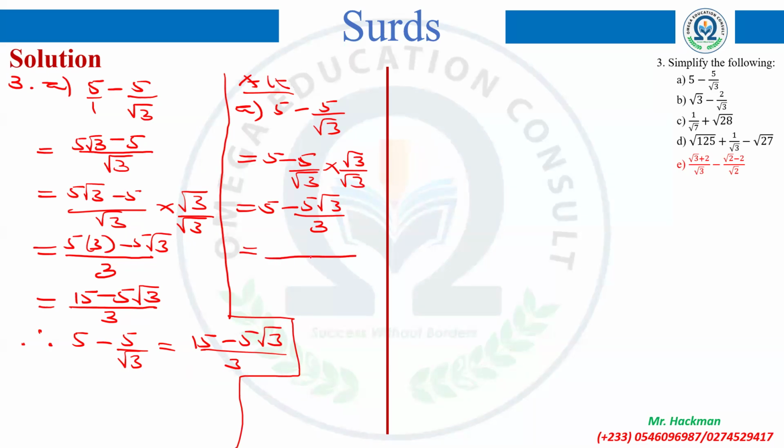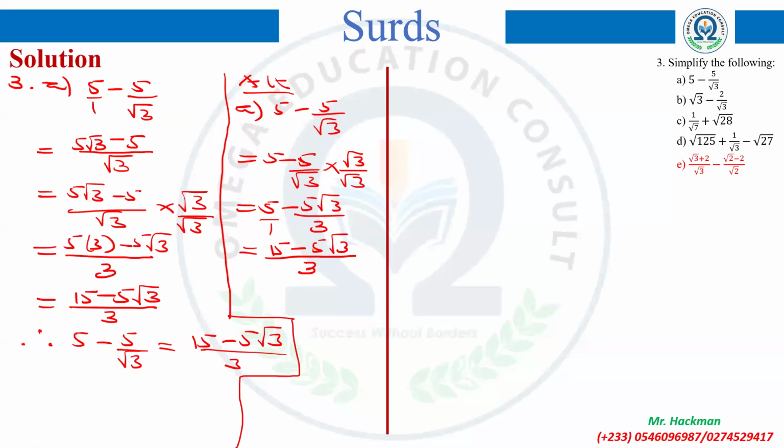So you come and take the LCM. This is over 1. The LCM will be 3. Then 3 goes here, 1 goes here. 3 times this gives you 3 times 5, which is 15. Then minus this goes here, and that will give you 5 root of 3. Is that clear? And that is the same as what we have. So it's also allowed. Point well made.